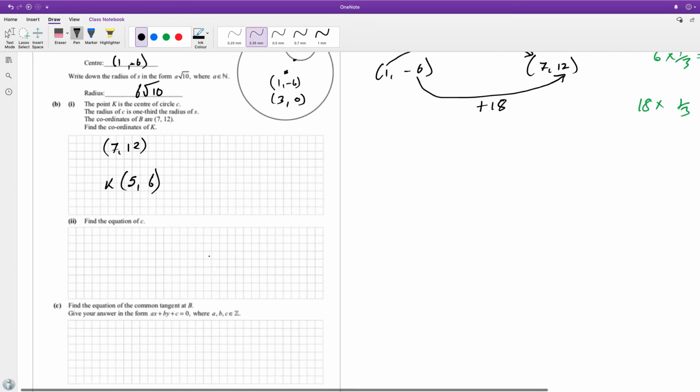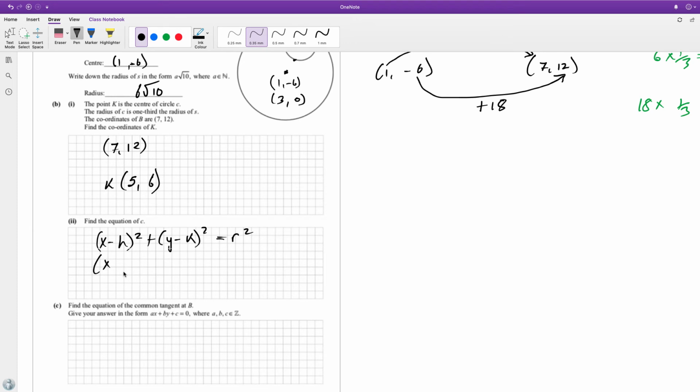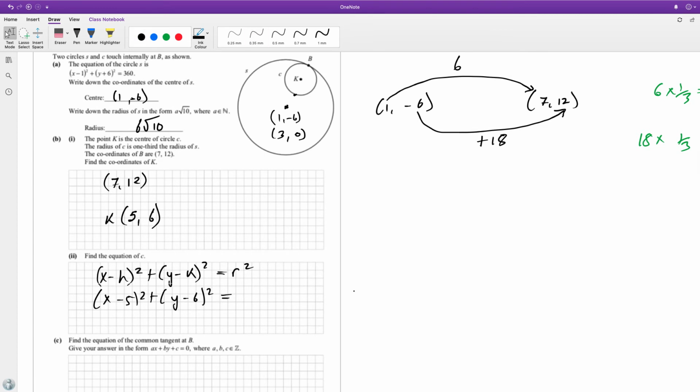Get the equation of C, which is x minus h, all squared, plus y minus k, all squared, is equal to r squared. Which is x minus h, which is x minus 5, all squared, plus y minus 6, all squared, is equal to, what's r going to be? The distance between K and B. How will I get that?